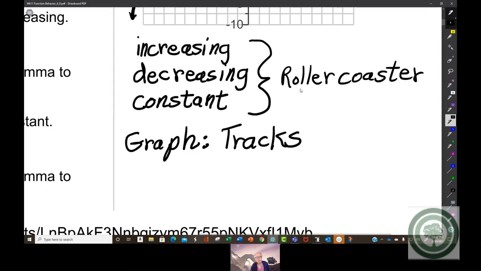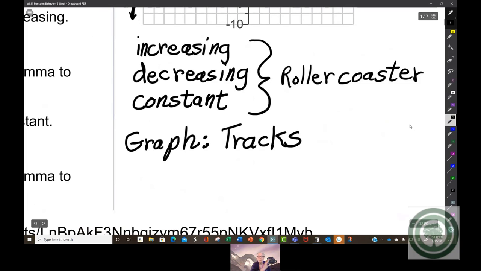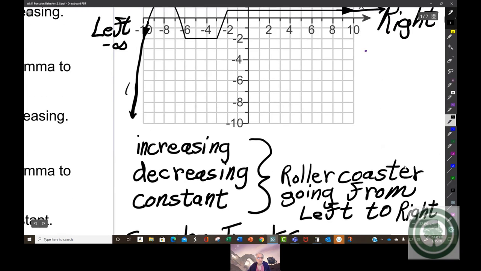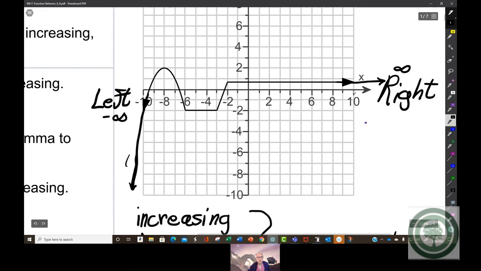Is it spelled with two L's? I think it is, but I'm not sure. Anyway, a roller coaster. And what the roller coaster does is it only goes from left to right. That's very important, because whatever goes from left to right can be described according to its location on the x-axis, or its shadow on the x-axis.